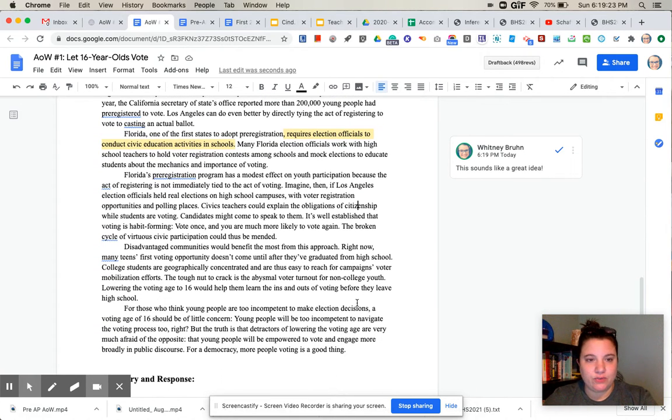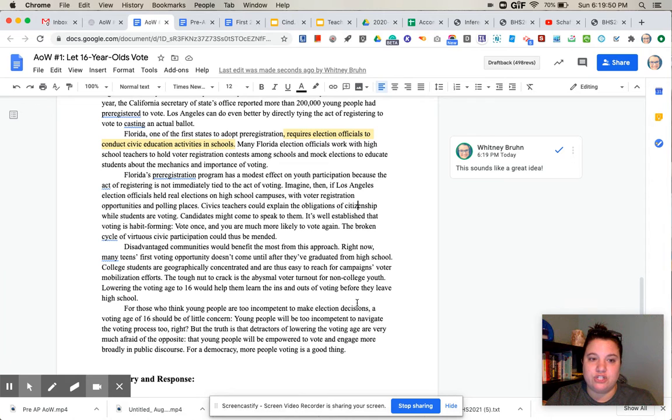Okay, let's keep reading. Florida's pre-registration program has a modest effect on youth participation because the act of registering is not immediately tied to the act of voting. Imagine then if Los Angeles election officials held real elections on high school campuses with voter registration opportunities and polling places. Civics teachers could explain the obligations of citizenship while students are voting. Candidates might come to speak to them.